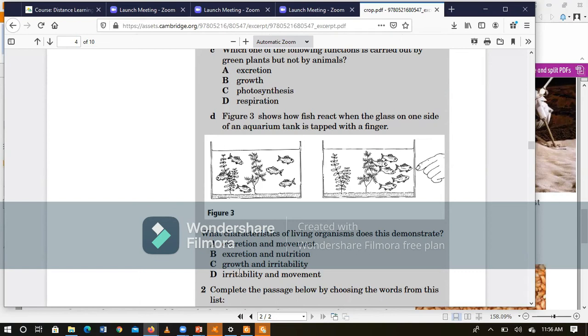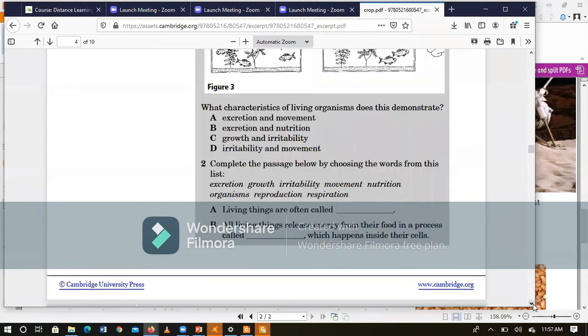The correct answer is D, because before the glass is tapped with a finger, the fish are just moving randomly. But when the human taps the glass with a finger, all the fish move towards the finger. So there is an element of movement, and what has caused the movement is a response to change, the glass being tapped. That's sensitivity or irritability.